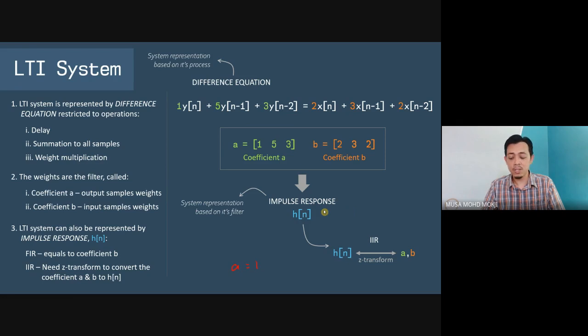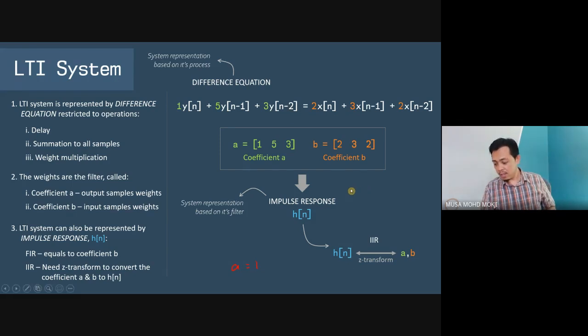It's not the only option to check stability and causality, because for stability and causality, we have three options. One is this one, checking the impulse response. The other one is checking the difference equation. The other one is checking the ROC. So three methods.